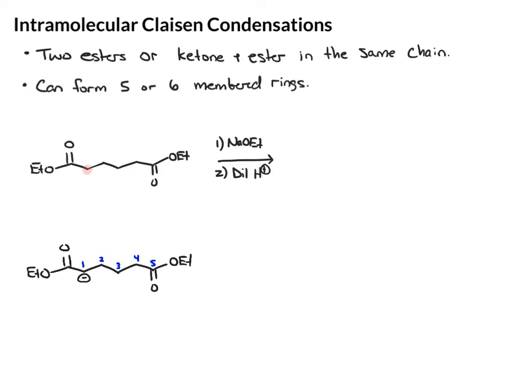So instead of going through the full mechanism for this, we're going to take a shortcut. Just remember, this is a shortcut, not the true mechanism, where the negative charge will attack here and lose the O-ethyl group. So then we're left with a 5-membered ring. So draw your ring, number it. It's 1, 2, 3, 4, 5.